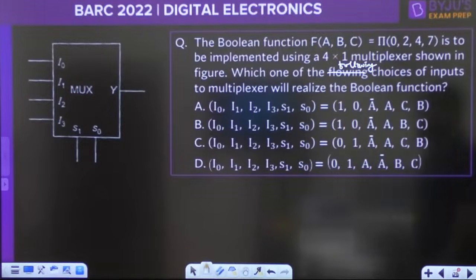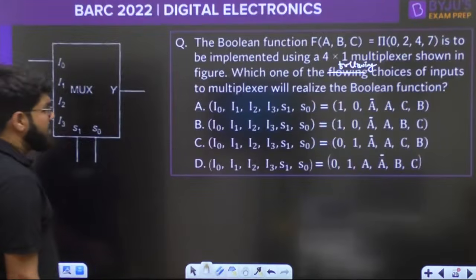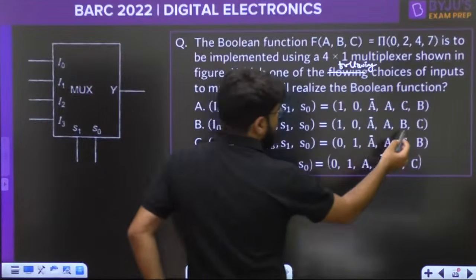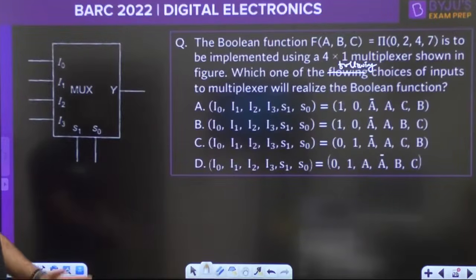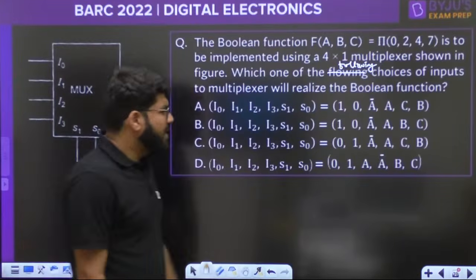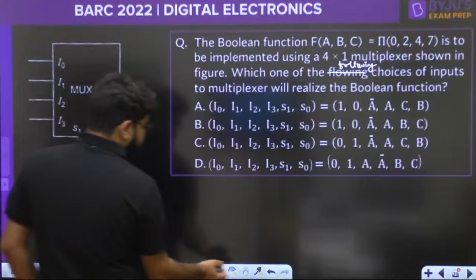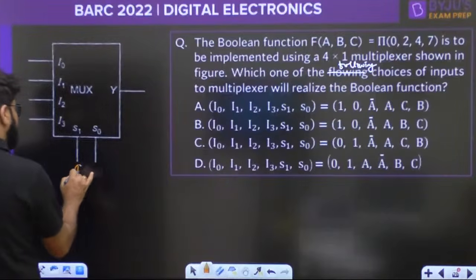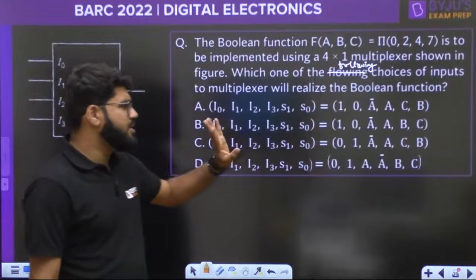Now what is there on the select line? You have to see that. Select lines S1, S0, whether it is CB or BC, you also have to check. Let's first try the sequence BC. If it doesn't work out, then I can try something else. As per the options, either BC or CB.